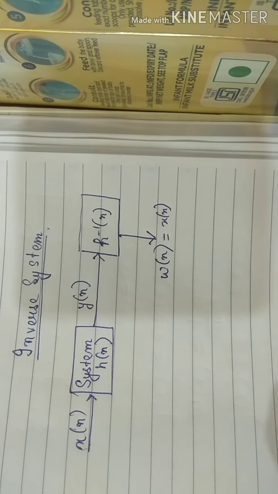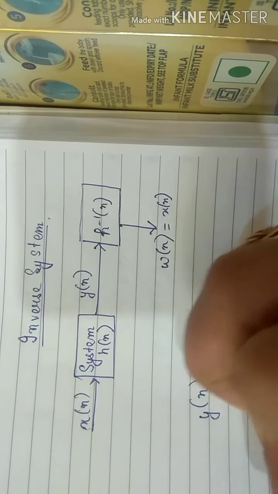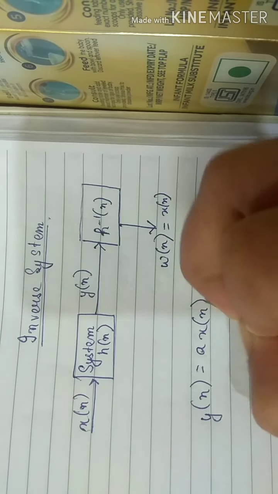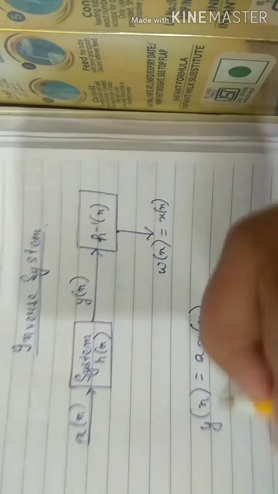So mathematically, if we can write y[n] is equal to A into x[n], then omega[n] must be equal to 1 by A into y[n], such that the output at this terminal becomes the same as that of the input terminal.